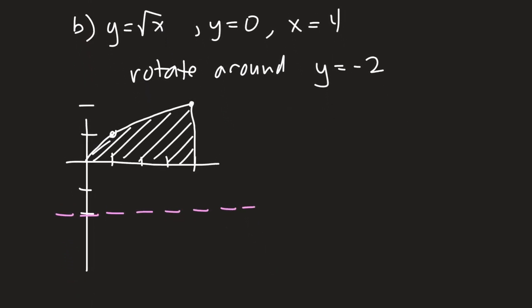That means if we draw its mirror, our graph is going to end up down here. So 2 units, this is 2 units between the x-axis and our axis of rotation. So we're just going to end up 2 units below your axis of rotation. We still have the point here and there. So this is going to be our shape.